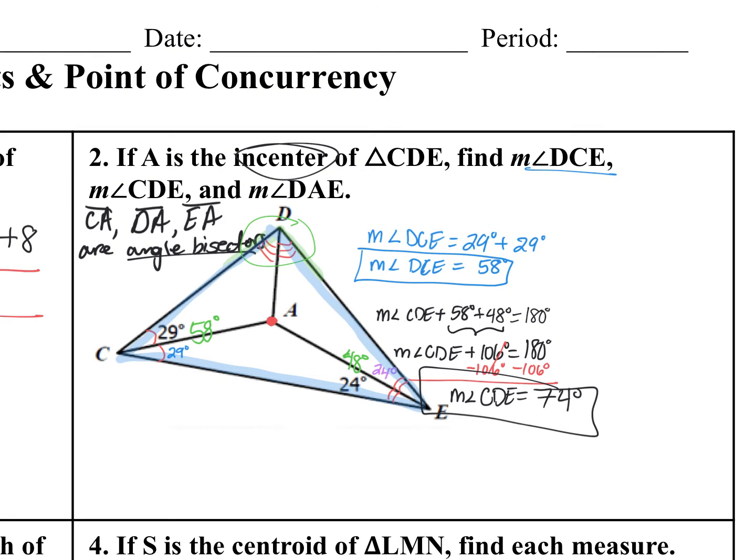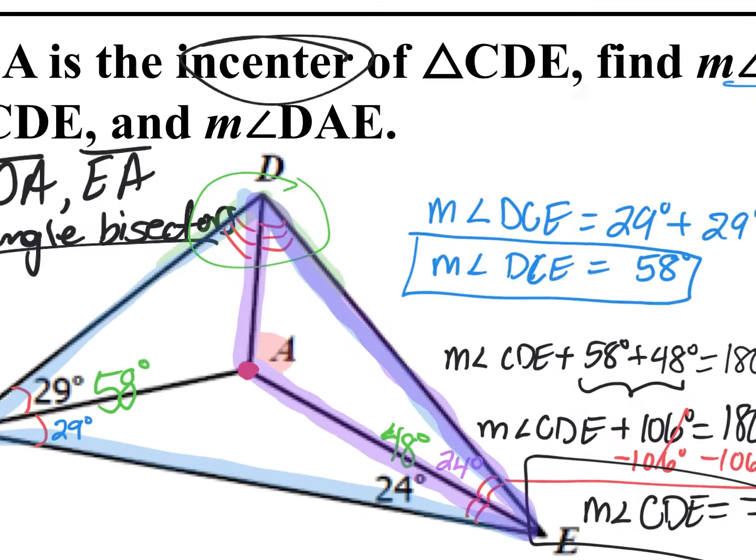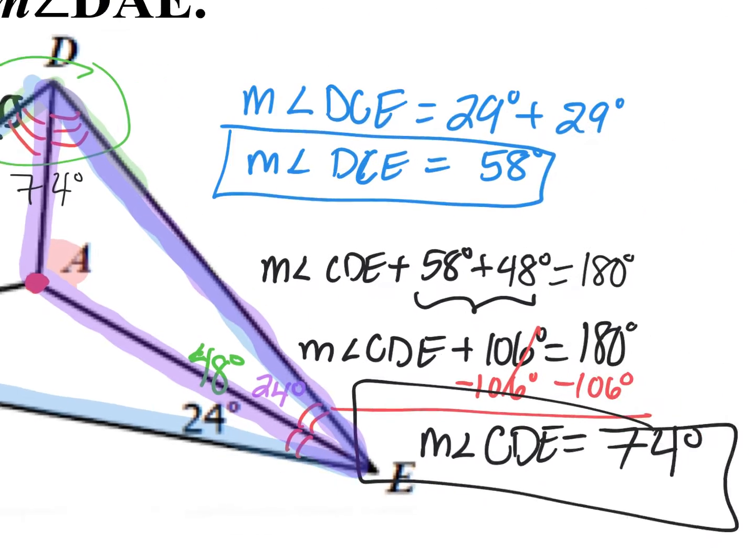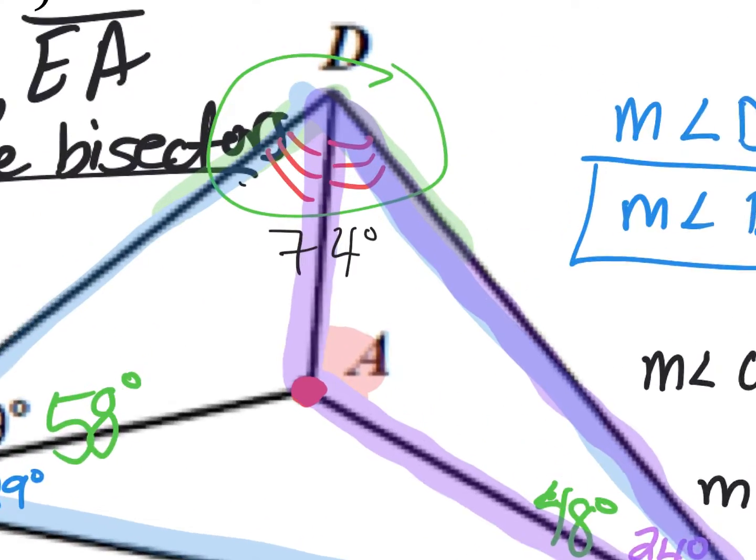Now lastly, let's go ahead and find angle DAE. And I'm going to highlight now the triangle that I will be using to help me find the measure of that angle. So I'm trying to find, and let me circle, this angle right here. I'm going to use this triangle to help me find that angle measure. I know that this whole entire angle right here is 74 degrees, because I just found it to be 74 degrees.